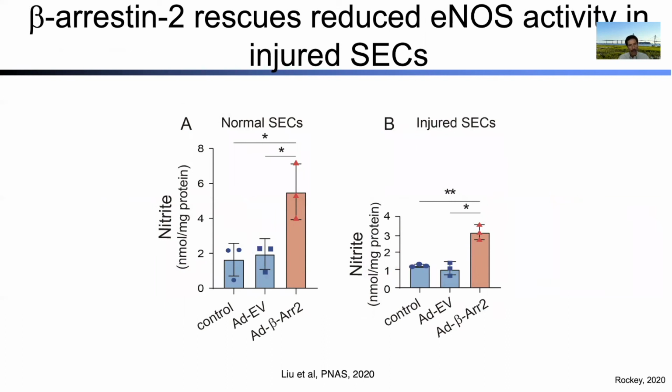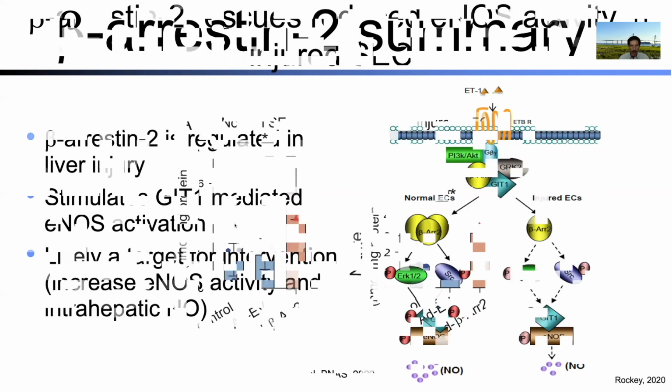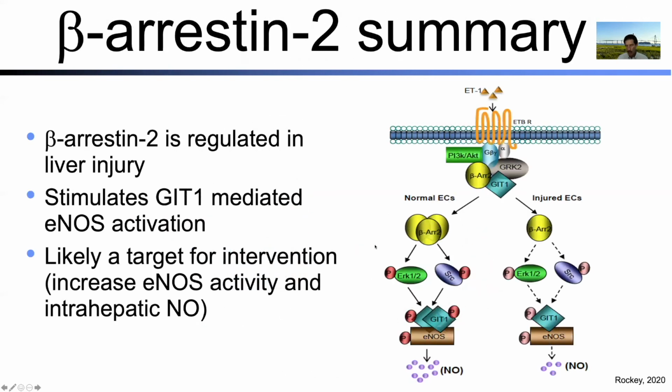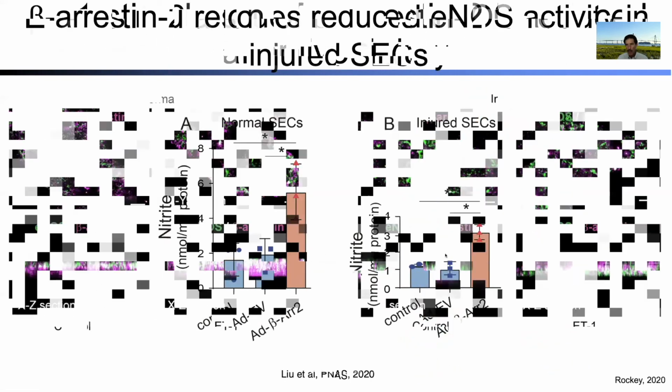The other thing that is very important here is that you can actually rescue NO production. So this is in the normal situation. You can see there's an upregulation of NO production when you overexpress beta-arrestin 2 with an adenovirus expressing beta-arrestin 2. Nitrite production is also increased.